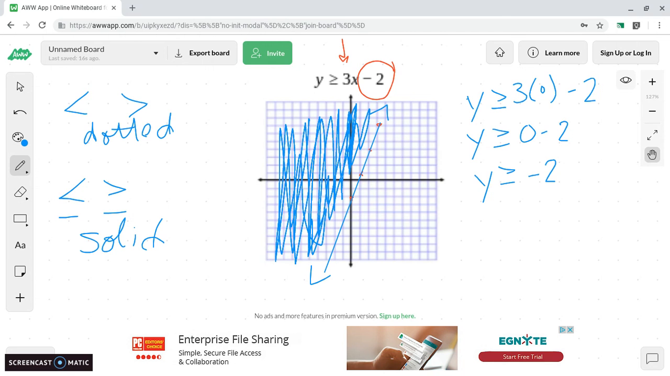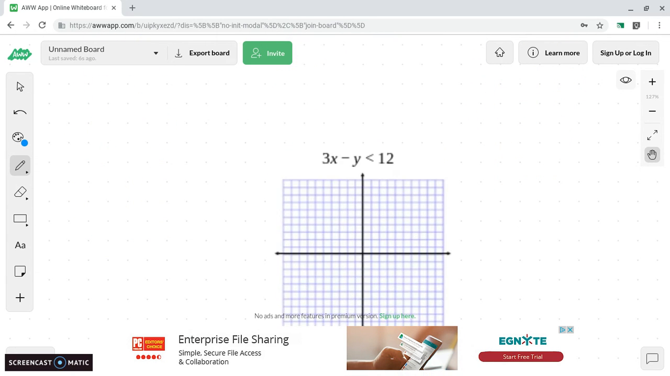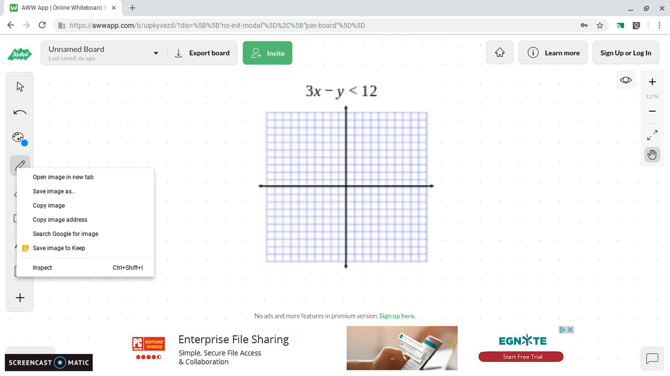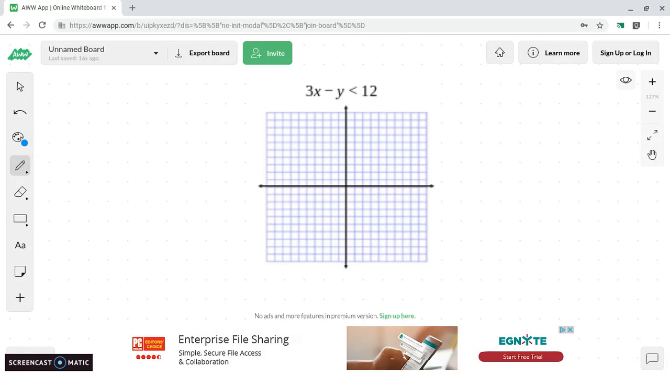We're going to look at one more example. This example is a little different because if you notice, it is not in slope-intercept form. So we need to do this one a little different. So for graphing something in standard form, we have two options. We can either rearrange it and put it into slope-intercept form, or we can find our intercepts. You can do either method. I'm going to go through and find our intercept.